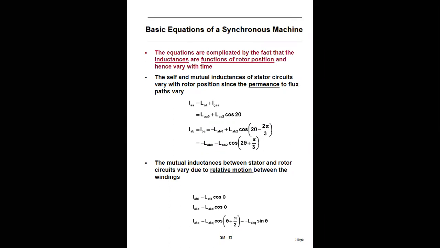The mutual inductances between stator and rotor circuits vary due to the relative motion between the windings. So LAFD, of the field, is equal to LAFD cos theta. LAKD is equal to LAKD cos theta, and LAKQ is equal to LAKQ cos of theta plus pi by 2, which is equal to minus LAKQ sine theta.